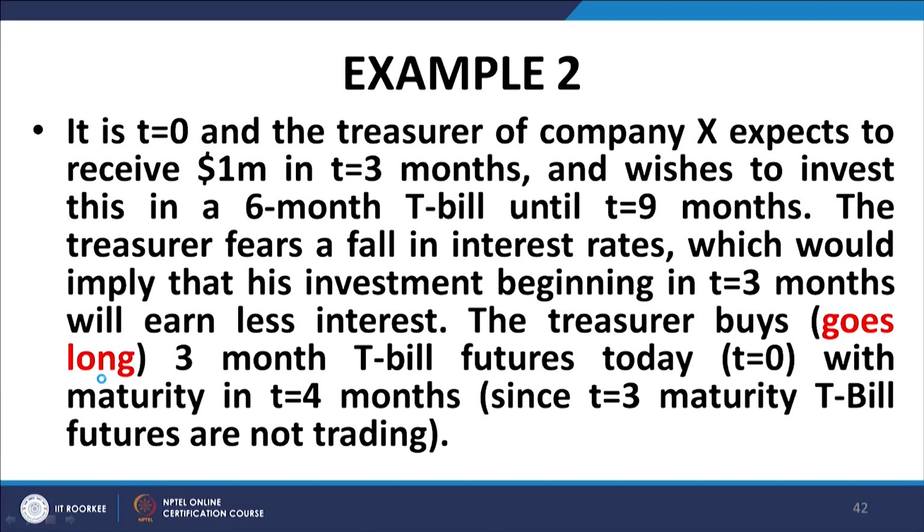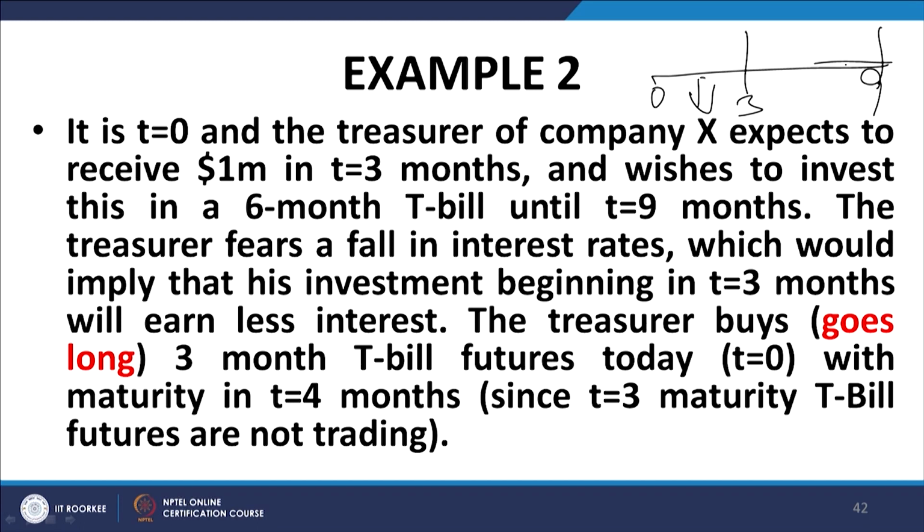He will receive $1 million at T equal to 3 months, which he will invest in a 6-month T-bill up to T equal to 9 months. He will receive the money at 3 and invest it up to 9. The treasurer fears a fall in interest rates. If interest rates fall, naturally his return on this investment is likely to fall. So, what does he do?